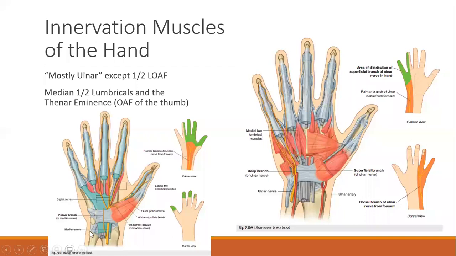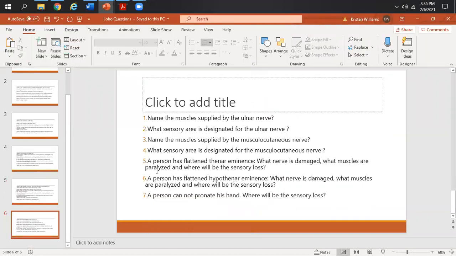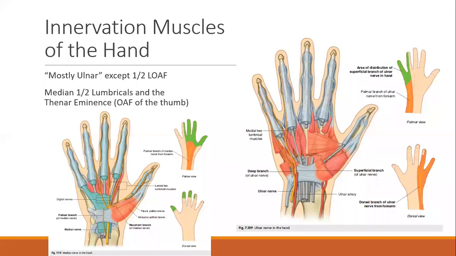And then what was the other part of the question? Flattened thenar eminence, what nerve is damaged, what muscles are paralyzed, and where will be sensory loss. So for sensory loss, that is where I am not sure, because the recurrent branch is going to the muscles, but I don't know if they specifically have to do with cutaneous innervation. That I do not know. It could be that it would be the area over top of the muscles, but I can't say for certain. I just know that if you have a flattened thenar eminence, that means that you have damaged this nerve here, and these are the muscles that are paralyzed. I could guess that, but it's just a guess. You'd have to look that up to be sure if that's correct.